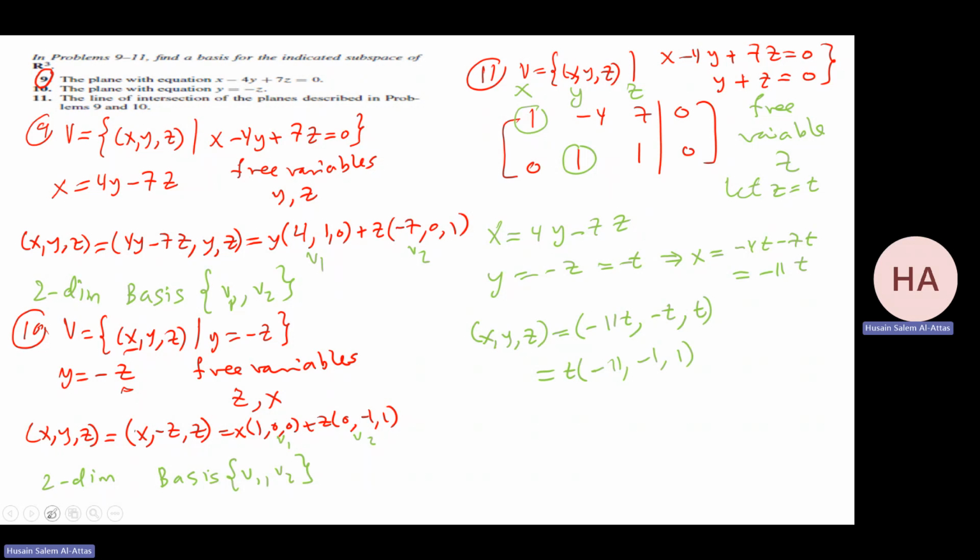So this is my V1. So it's one-dimensional because I have only one vector, and a basis is V1. Okay, double check. Yeah, minus 11, minus 1, 1. Good. And the others, I think they are okay. Yeah, I checked them before.